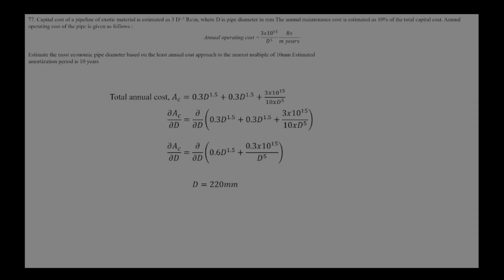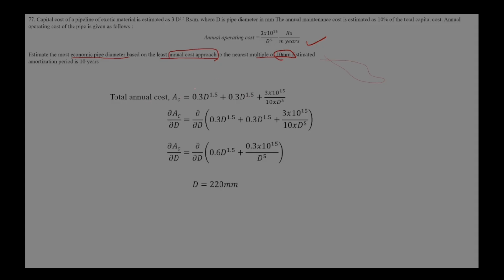Okay. The capital cost of a pipeline of exotic material is estimated as 3 into D to the power 1.5 rupees per meter, where D is the pipe diameter in mm. The annual maintenance cost is estimated to be 10% of the total capital cost. The annual operating cost of the pipeline is given like this. Estimate the most economic pipe diameter based on the least annual cost. We have to minimize the annual cost, to the nearest multiple of 10.